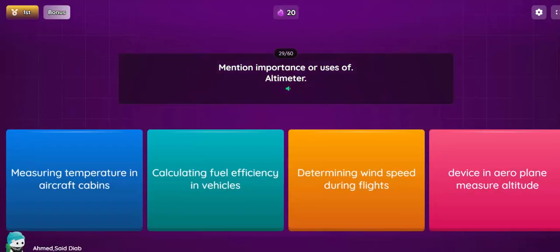Question: mention importance or uses of altimeter. Option 1: measuring temperature in aircraft cabins. Option 2: calculating fuel efficiency in vehicles. Option 3: determining wind speed during flights. Option 4: a device in an aeroplane that measures altitude.